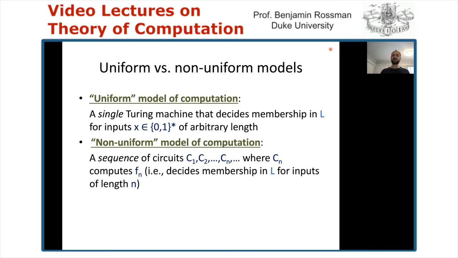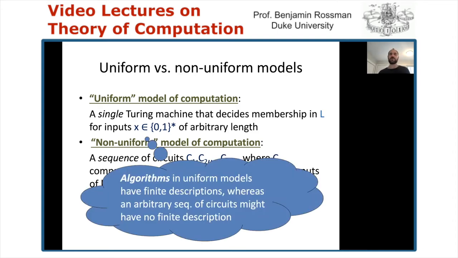Non-uniform refers to having a sequence of models, circuits, say, one for each input length. So to compute a language L non-uniformly, we have just a sequence of circuits where C_n is deciding membership in the language, but can only be run on inputs of length n. When we speak about algorithms in the traditional sense, usually we have in mind uniform models of computation. In particular, in a uniform model, a single Turing machine or algorithm has a finite description that you can write down. In contrast, an arbitrary sequence of circuits does not necessarily have any finite description. So we don't make any assumption about how this sequence is being generated.